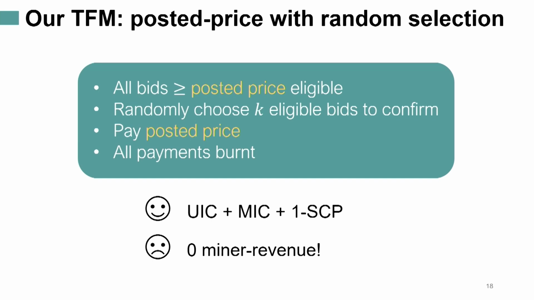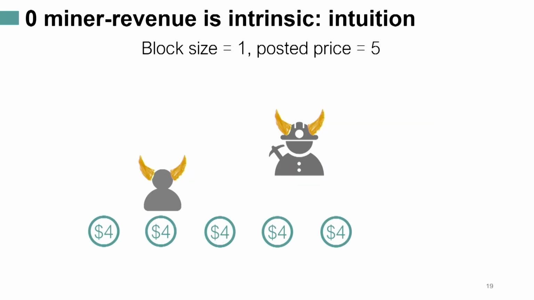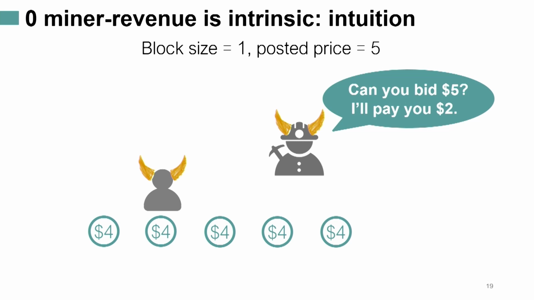However, it burns all payments. Unfortunately, we proved that this burning is necessary. Miner revenue must be zero if we want to satisfy all three properties. The intuition here is simple. Let's imagine what would happen if we give the miner all the payments. Let's say for simplicity, the block size is 1 and the posted price is 5. Every user's true value is below the posted price. Now the miner just reaches out to a user and asks, can you please bid 5? I'll pay you 2 cash back.